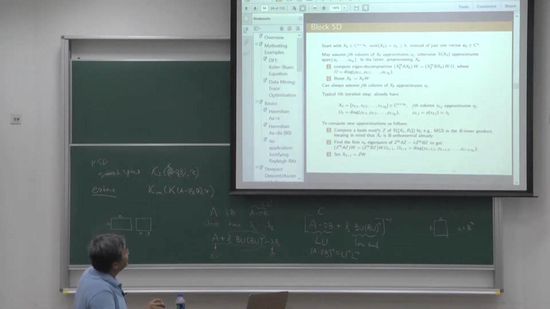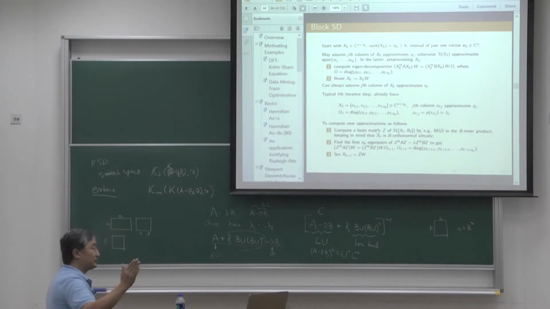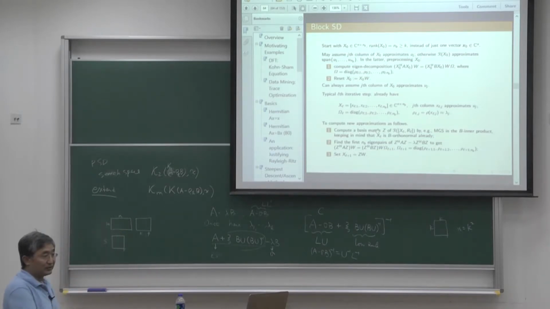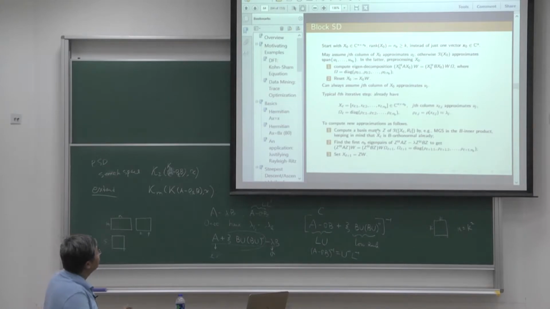If not, you can always do pre-processing. You can always project A and B, do an eigen decomposition of the projected matrix, which is smaller, and then reset the initial vectors. Once you've done that, each column is going to approximate the corresponding eigenvector. So you can always assume initially each column of x0 is approximating a particular eigenvector.